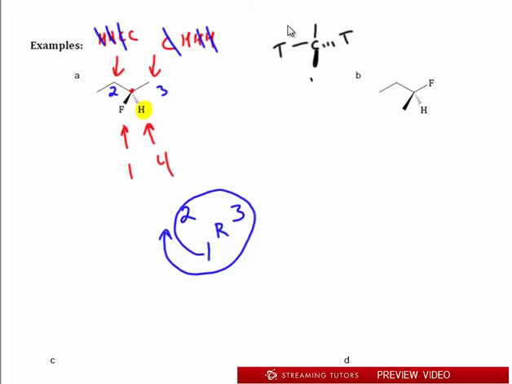True for the back, right? So we know that this is true. This is in the true position. So the answer is true. Yes, this is the R configuration. If it was false, it would be the S configuration. But in this case, it's true. And that's it. That's how you solve this problem.